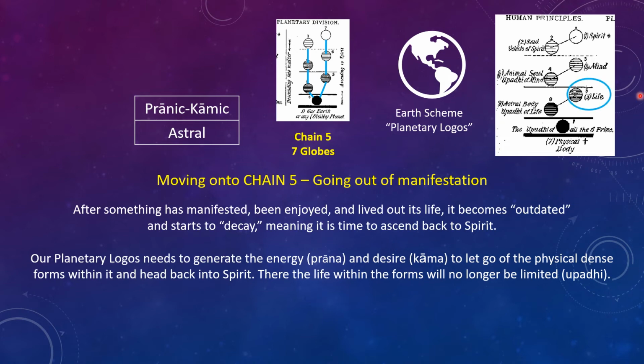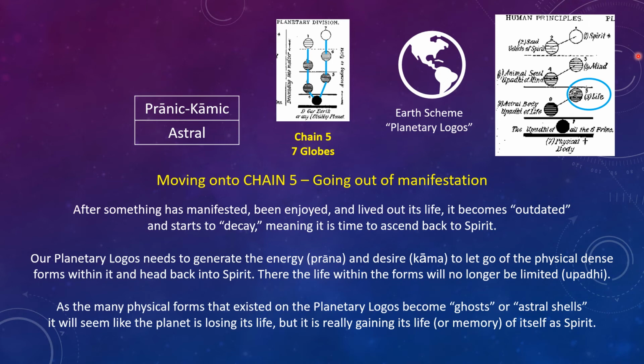There, the life within the forms will no longer be limited. Now, I haven't shown this whole chart, even though we've been looking at pieces of it. We had the animal soul, the upadhi of mind, the astral body, the upadhi of life. We went into physical dense, but now we're going on these chains out of physical dense. These are the globes. This is like the chains going out of physical dense. And as we release out, we start to have life more abundantly. Why? We're no longer upadhi or limited. We're starting to free ourselves to go back up to mind and then spirit.